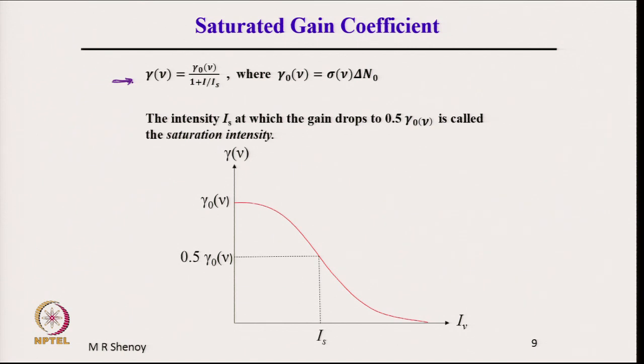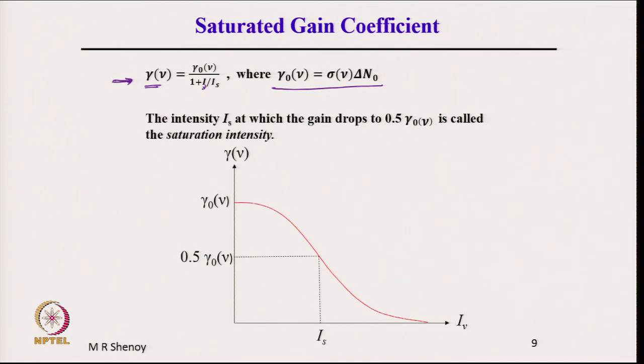I have repeatedly mentioned that we will show this a bit later. Gamma of nu is equal to gamma 0 divided by 1 plus I by I s, where gamma 0 is the small signal gain coefficient. Therefore, what is this? If we plot gamma of nu as a function of intensity I nu here, so this is I nu.